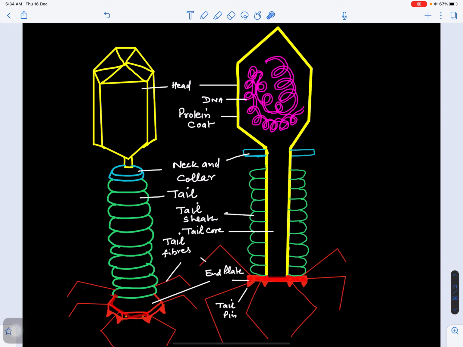This part is hexagonal, having 6 spikes. 4 are visible, 2 will be on the back side, and to them are attached fibers, and these are called tail fibers, or tail pins. So this is about the structure of the tadpole virus.